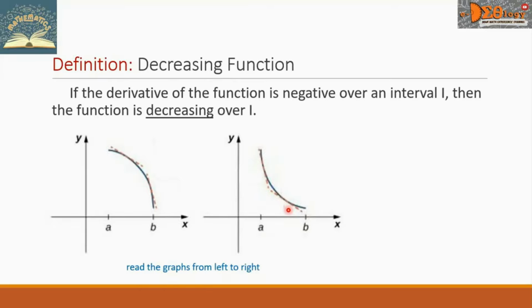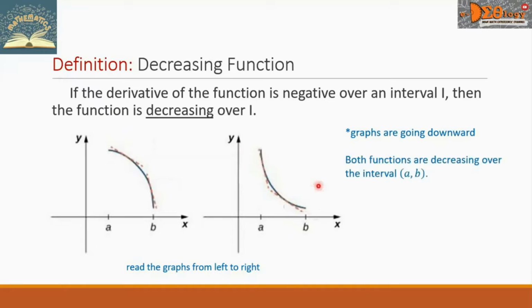Now let us read the graphs from left to right. We can observe that the graphs are going downward. In this case, we say that both functions are decreasing over the interval from A to B. And we say also that the derivative of the function at this interval is less than 0, and that means the values are negative.